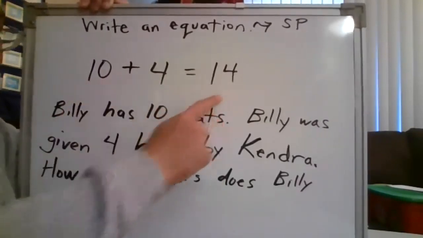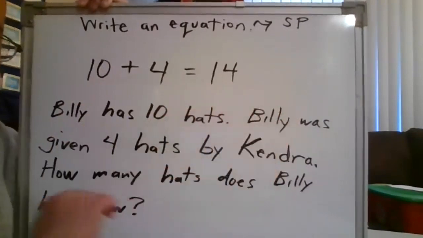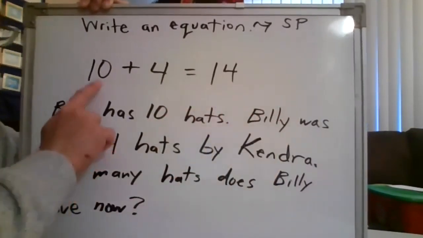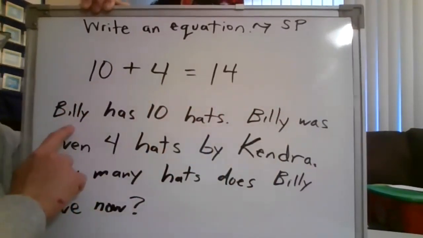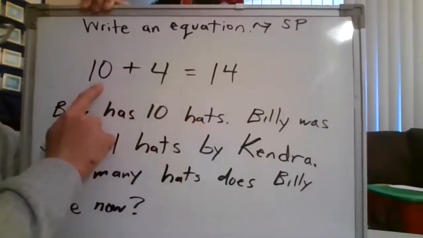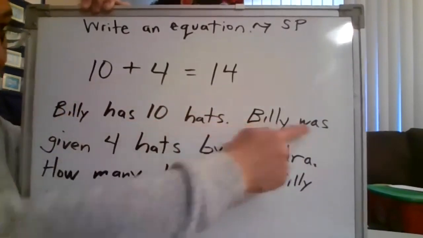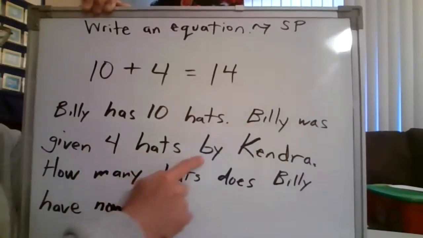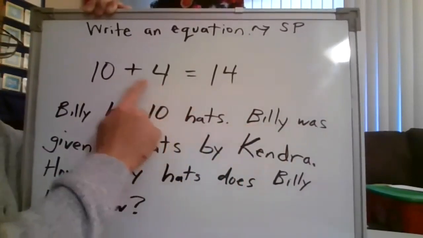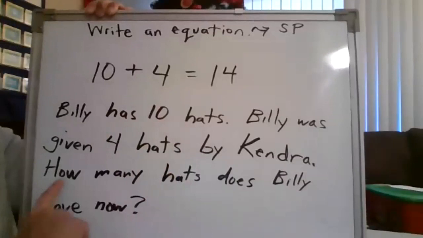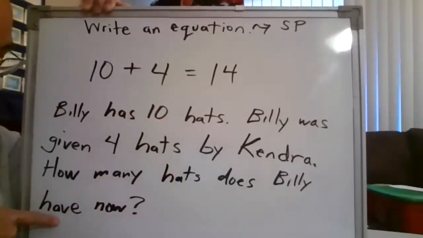Follow along with the equation and see if you can form the pattern of how the story problem fits into this equation. Billy has 10 hats. Billy was given 4 hats by Kendra. How many hats does Billy have now?